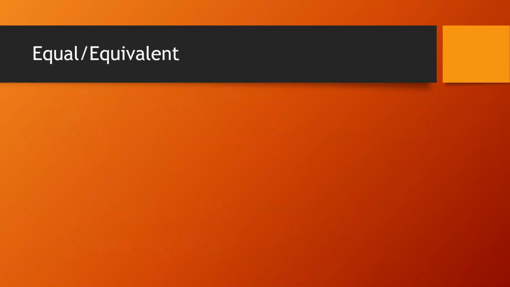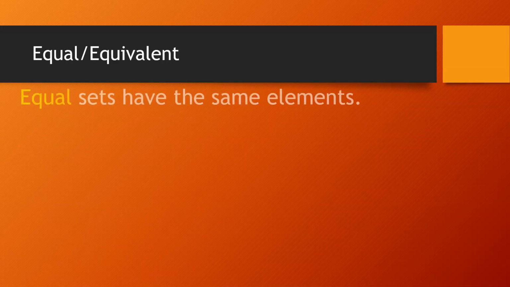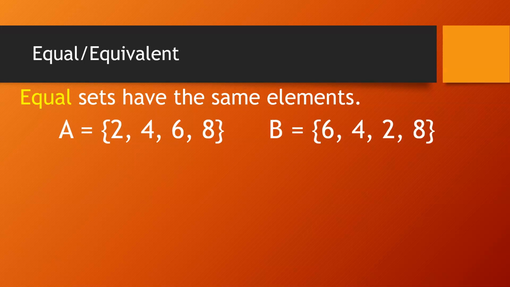Finally, we've got ways that we can compare sets. When we compare sets and we notice that they have exactly the same elements, we call them equal sets. Set A contains 2, 4, 6, and 8. Set B contains 6, 4, 2, and 8. They are exactly the same elements. They happen to be in different orders, but that doesn't matter. What's important is that the elements are identical. So set A is equal to set B.